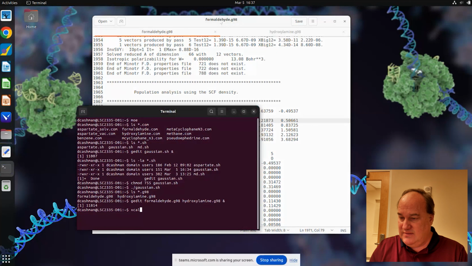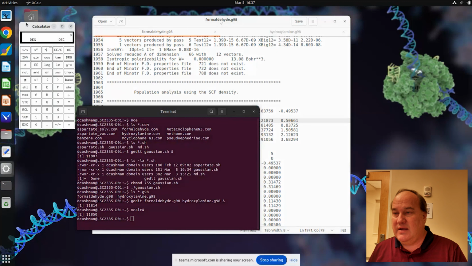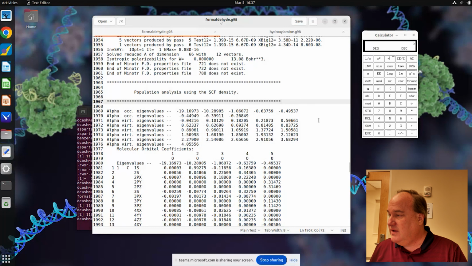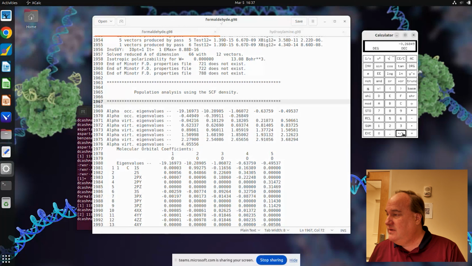And so I can just look at my calculator over here, and we will take negative 0.26849 times 27.21, and so that's minus 7.31, rounded off to 2 decimal places.